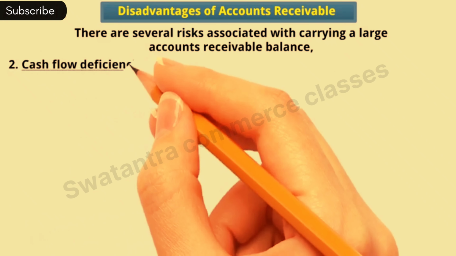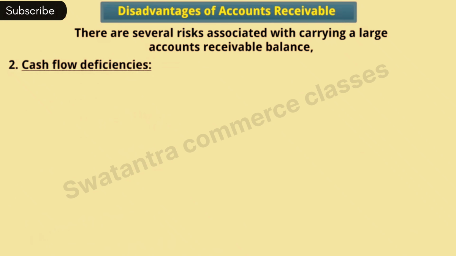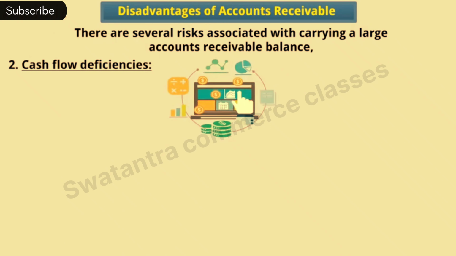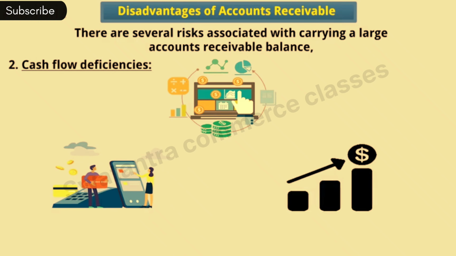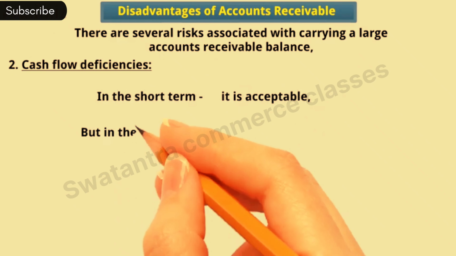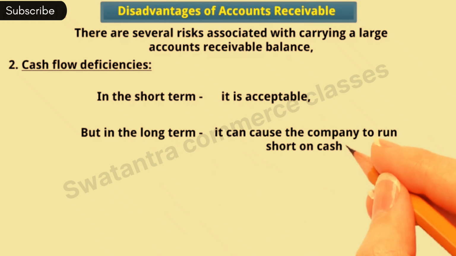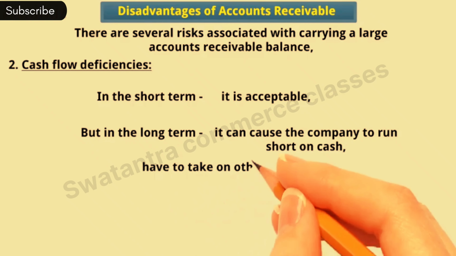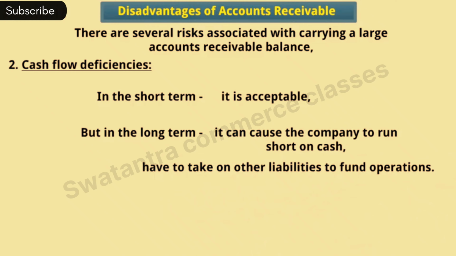Cash flow deficiencies. A business needs cash flow for its operations. Selling on credit may increase revenue and income, but it offers no actual cash inflow. In the short term, it is acceptable, but in the long term, it can cause the company to run short on cash and have to take on other liabilities to fund operations.